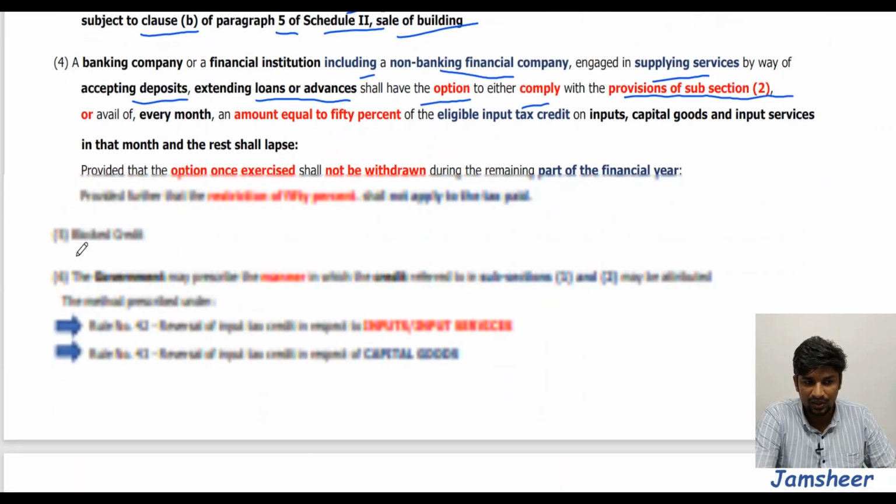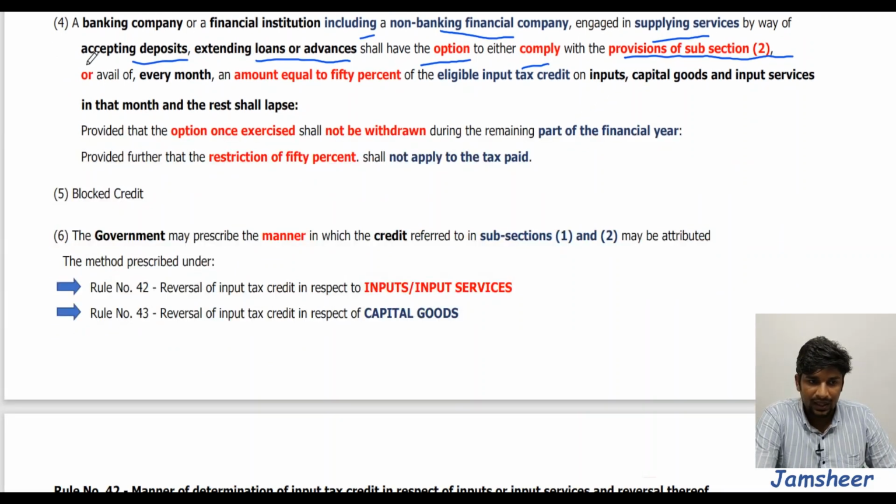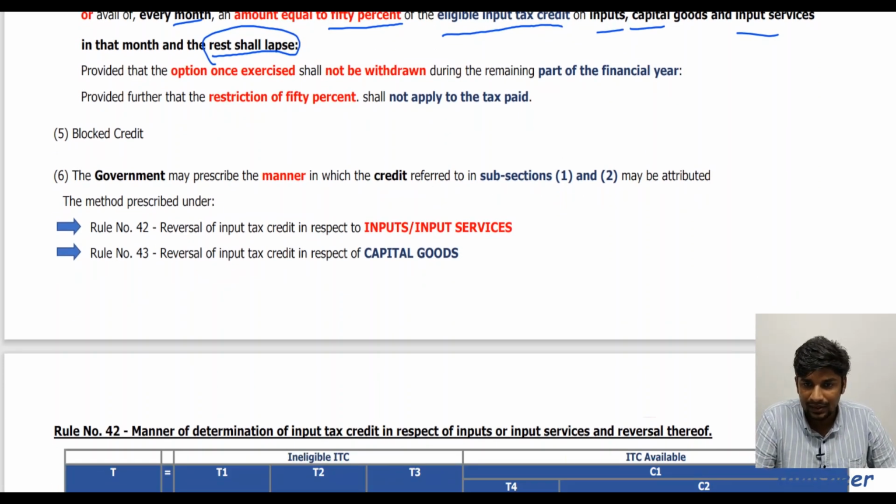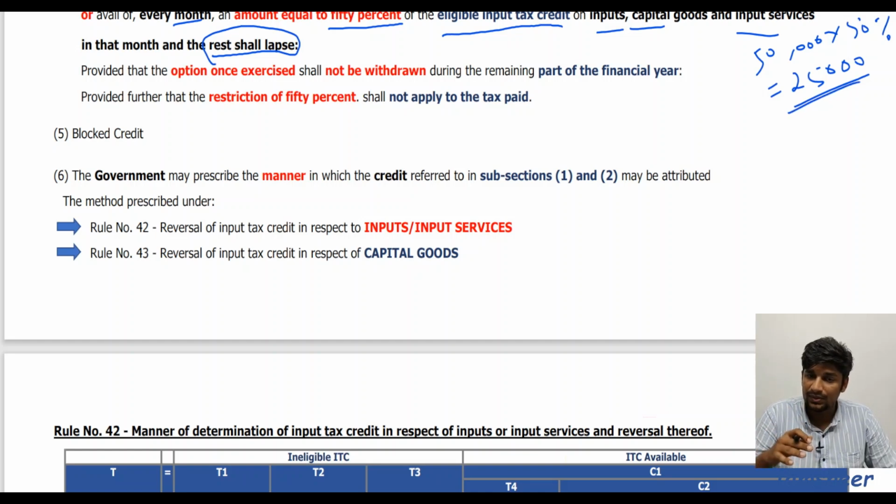That is one option available to banking companies. The other is to avail every month an amount equal to 50% of the eligible input tax credit on input, capital goods and input services in that month, and the rest shall lapse. So for example, if the banking company has an input tax of 50,000, then here we will apply 50%. 25,000 will be considered as the eligible amount, and the remaining amount of 25,000 will lapse for the period of the option exercised.